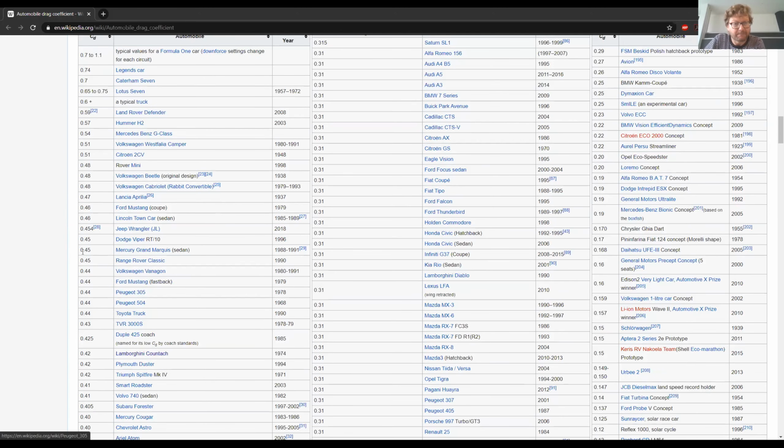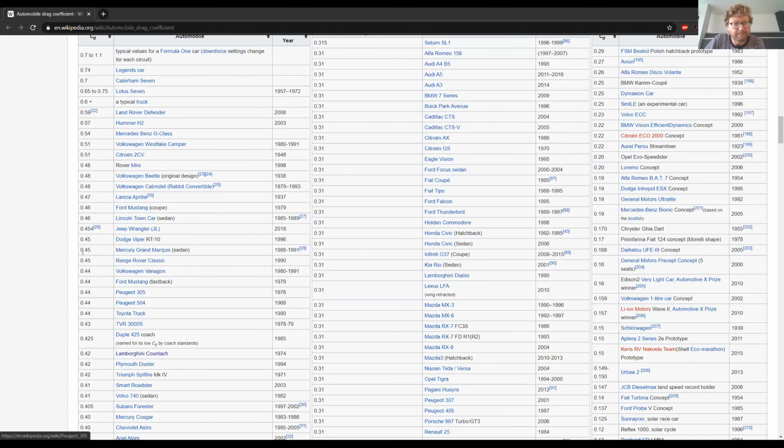Yeah, here. This Lamborghini looks nice and sleek and very aerodynamic. It has a drag coefficient of 0.42. I remember this number. Now let's scroll down a bit.